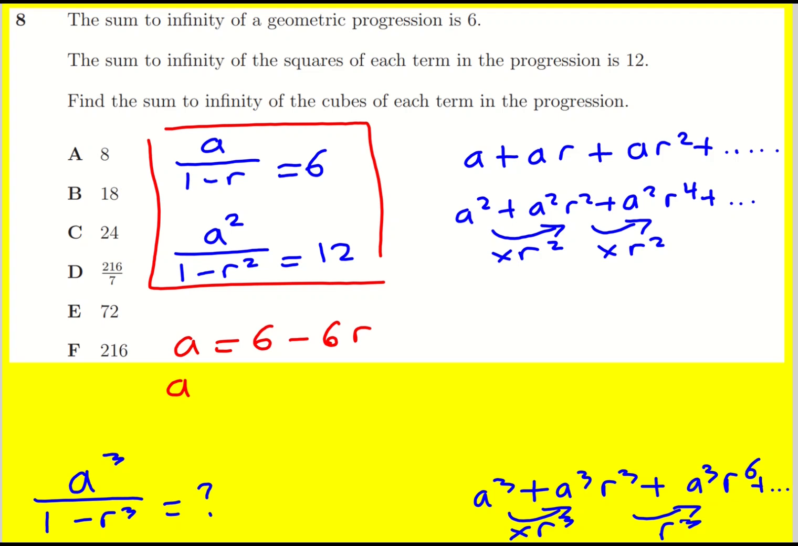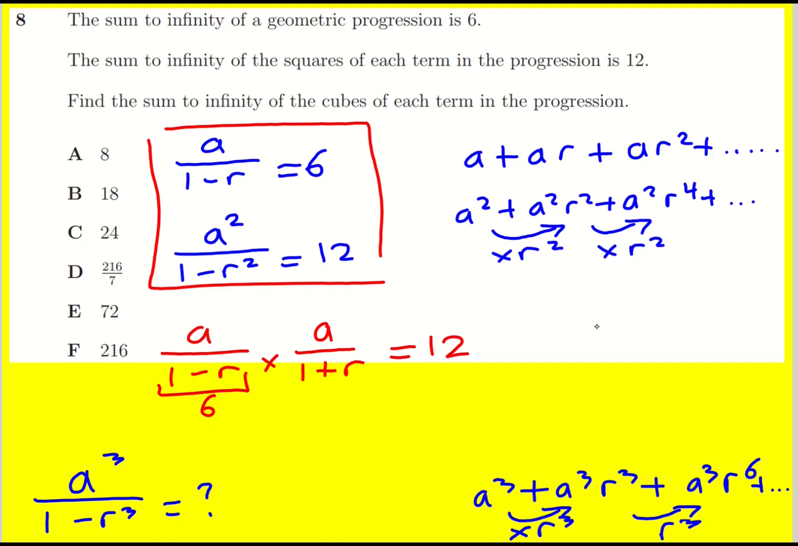Actually, I'm going to backtrack slightly. So a squared over 1 minus r squared is in fact a over 1 minus r times a over 1 plus r. This is a difference of two squares. I think this is a better approach towards it, because what I can do now is replace this by 6. So actually a over 1 plus r is going to equal 2.